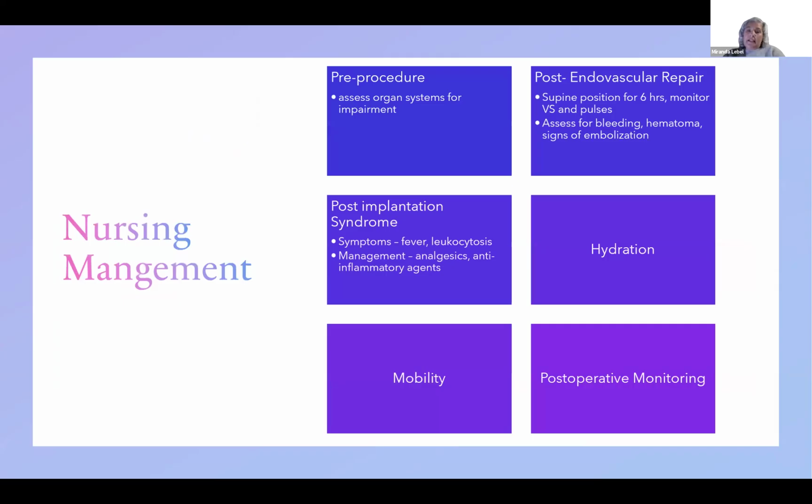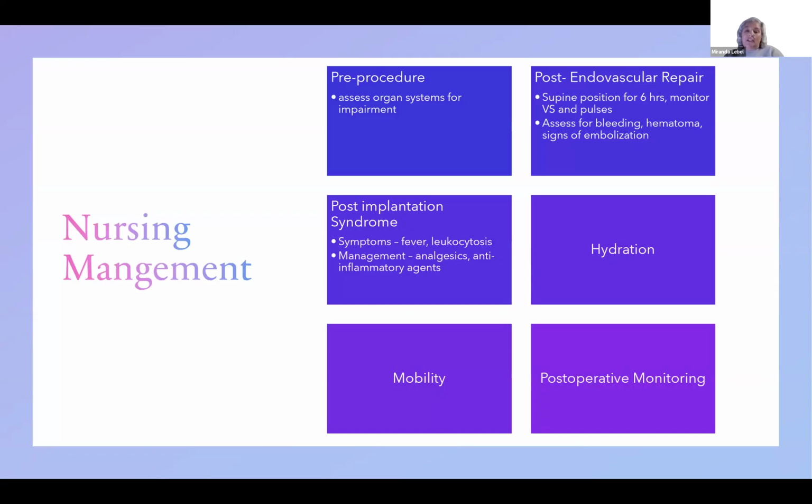Nursing management here is for pre-procedure, we want to assess organ systems for impairment. Post endovascular repair, patient's going to be in the supine position for 6 hours. We're going to monitor those vital signs and pulses. We want to assess for bleeding, hematoma, signs of embolization.